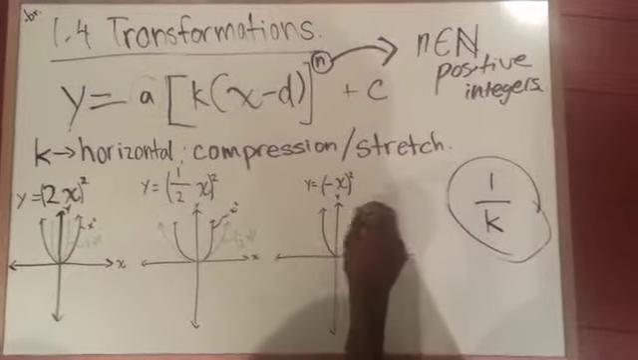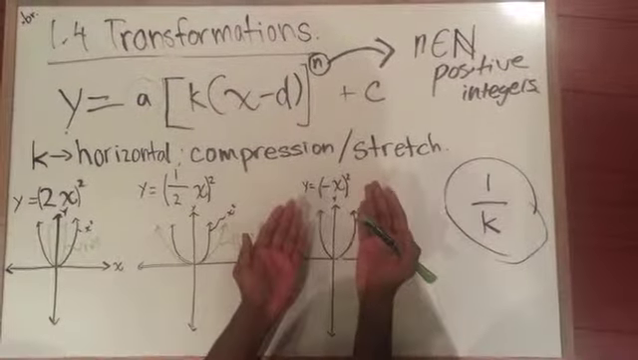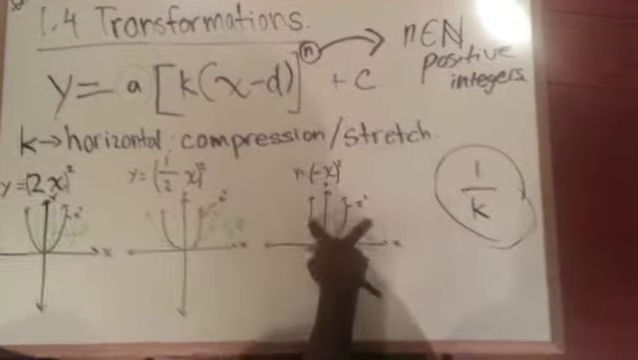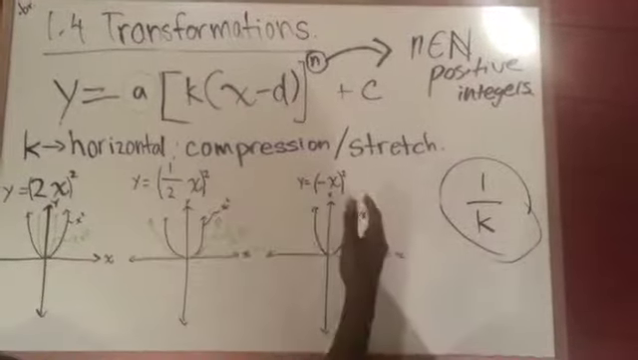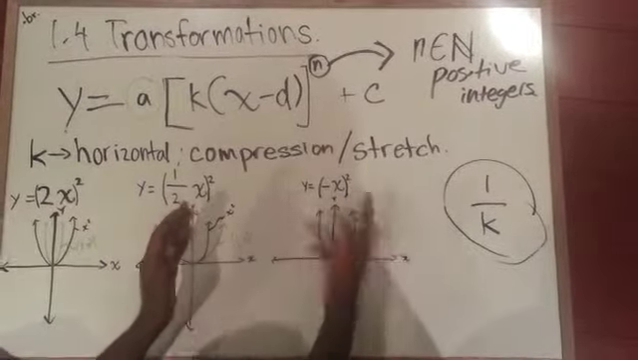And finally, we have a negative k value. What this does is reflect the function, any function, in the y-axis. So like I said, it's an even function, and the special thing about even functions is that they're symmetrical about the y-axis, right? So even if you flip it, they look the same.